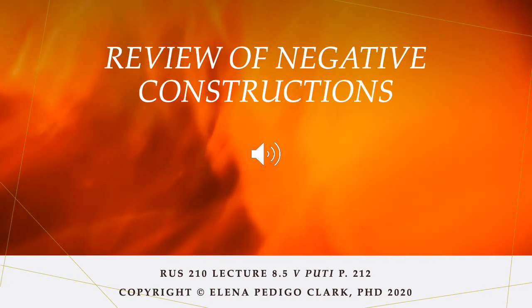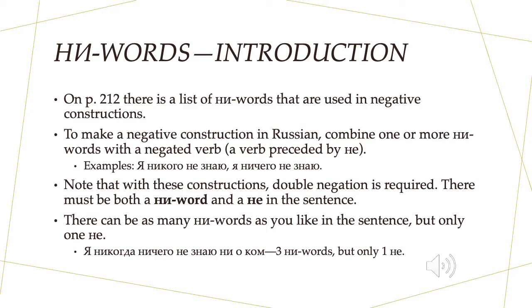For this last lecture for Chapter 8, we are going to move away from verbs of motion and do a quick review of negative constructions using ni words. What are these ni words, these words that start with ni? These are negative words or negative constructions. You've probably already encountered them, but we're going to go over them in a little more detail here.